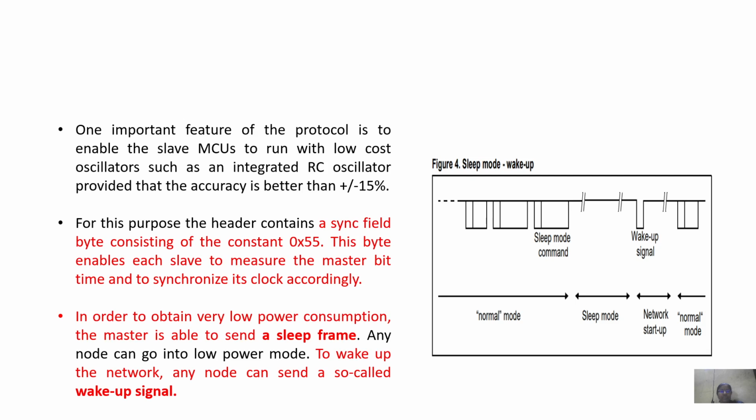An important feature is to enable the slave MCU to run with low cost oscillators such as an integrated RC oscillator. In order to obtain very low power consumption, the master is able to send a sleep frame. To wake up the network, any node can send a so-called wake up signal.